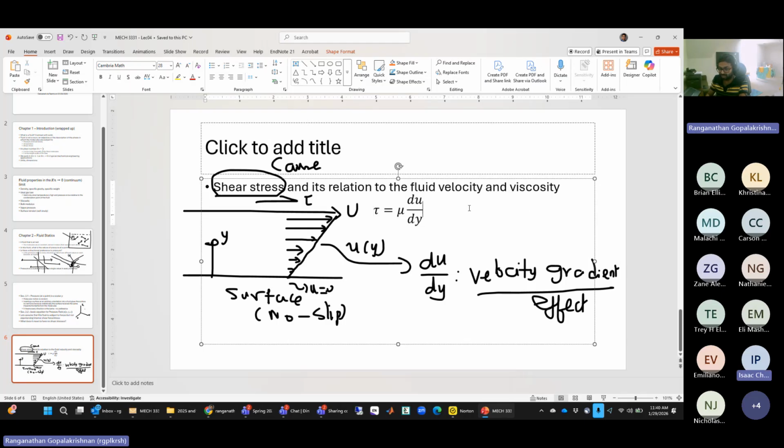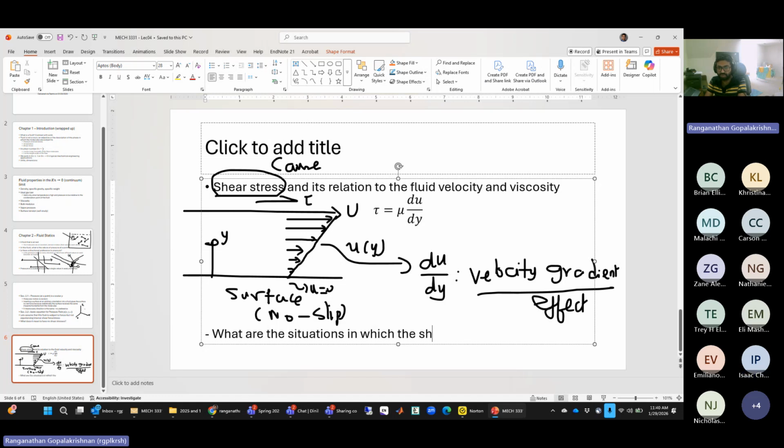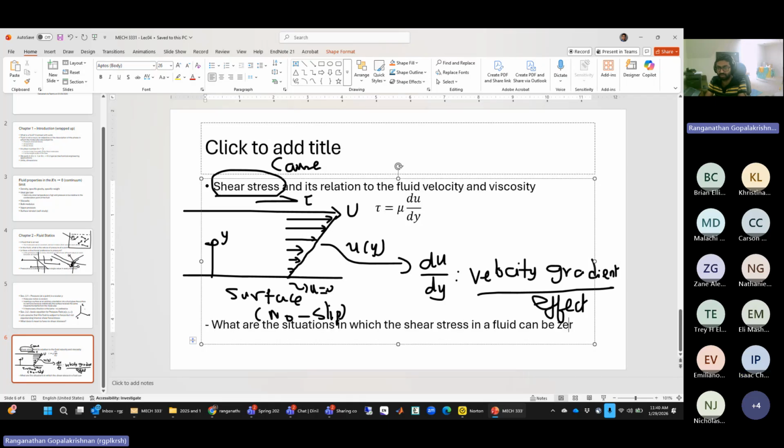What are the situations in which the shear stress in a fluid can be zero? Can we think? So look at this equation. You want to make the left-hand side zero. When is that possible? Either mu is zero, or du dy is constant.